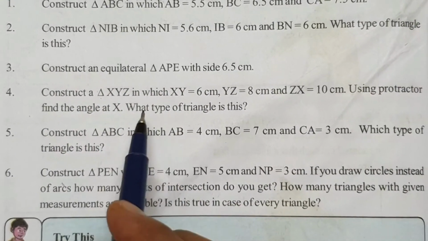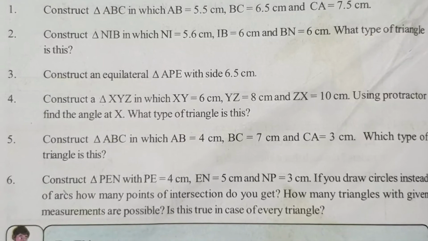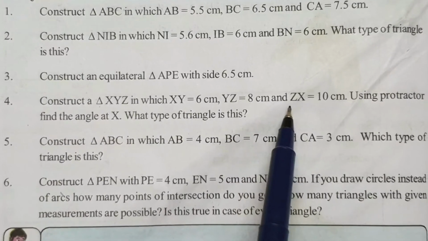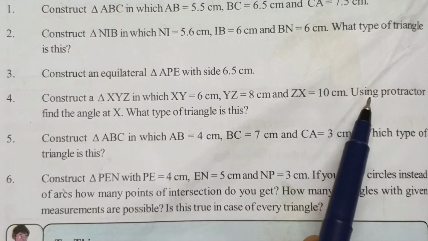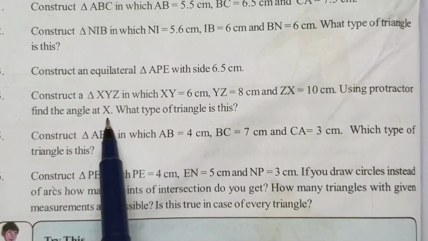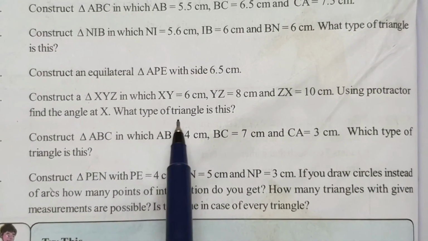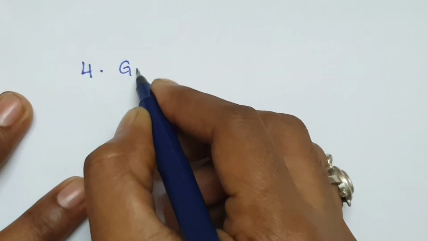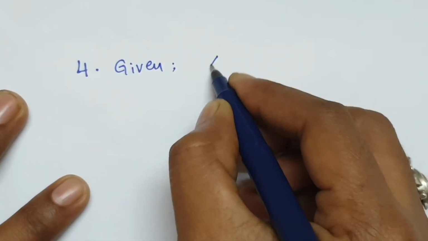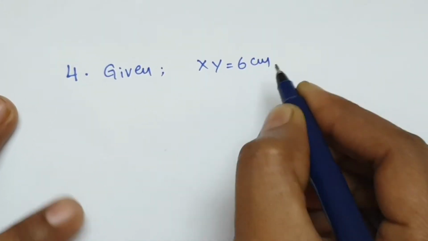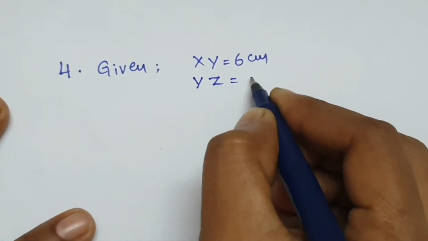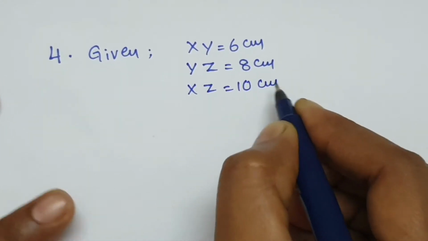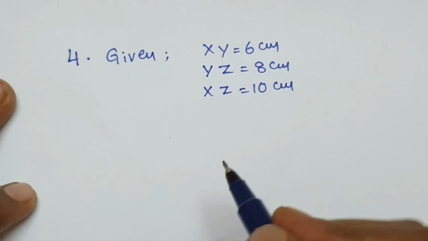Fourth question: construct a triangle XYZ in which XY equals 6 centimeters, YZ equals 8 centimeters and ZX equals 10 centimeters. Using a protractor, find the angle at X. What type of triangle is this? So given, what are the given measures? Given that XY equals 6 centimeters, YZ equals 8 centimeters, XZ equals 10 centimeters. According to the given measurements, draw the diagram.